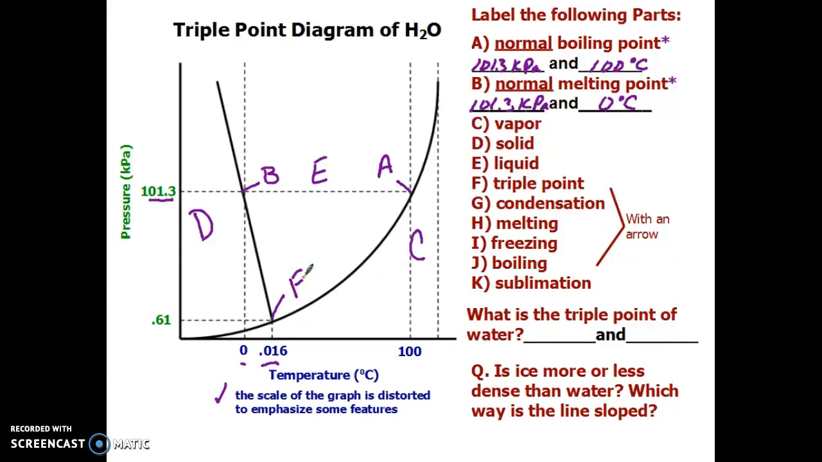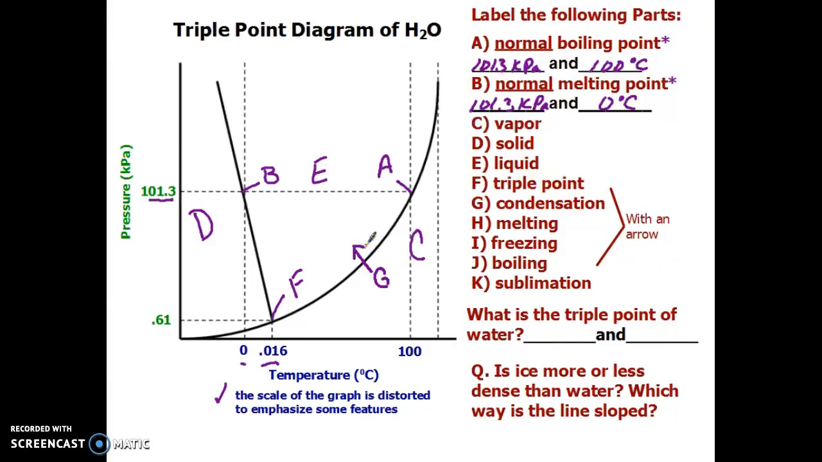So anywhere along this line by C, we can do condensation. So I'm going to put it just right here. I'm going to put my G and I'm going to show my arrow going across because I'm going from a gas or a vapor to a liquid. All right, melting. Melting, we have to start out as a solid and we're going to go to a liquid.